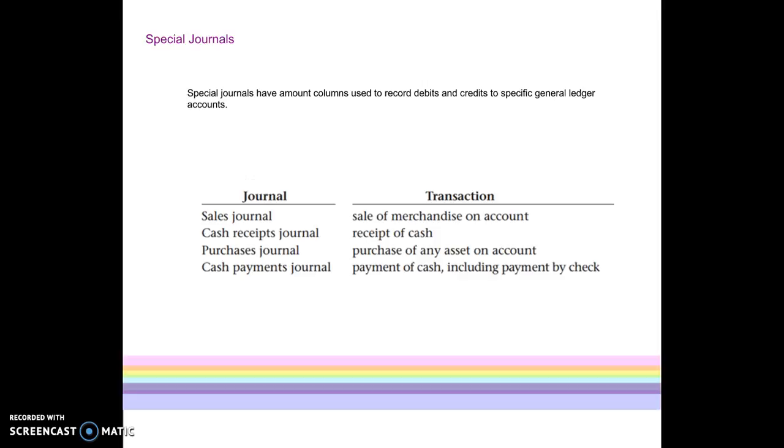So of the journals that are going to be special journals that we are going to break up over the course of the next two chapters, there's the sales journal, which we're talking about now, which is a sale of merchandise on account; the cash receipts journal, which is any receipt of cash; the purchases journal, which is whenever we purchase any type of asset, usually merchandise inventory; and then also a cash payments journal, which is where any purchase when cash is being paid is going to be recorded.